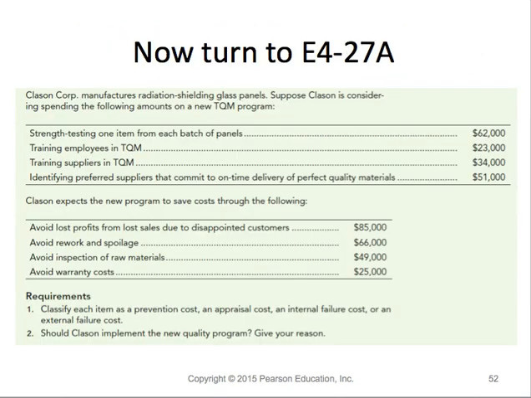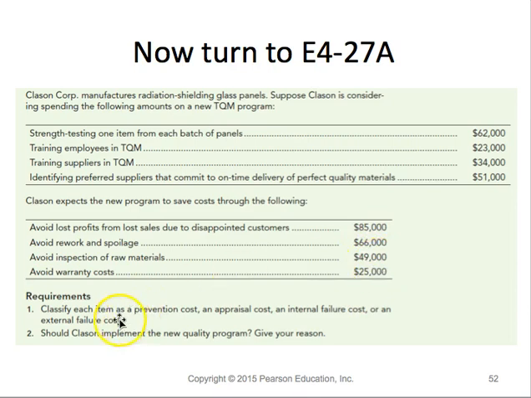Let's take a look here. So this one has different costs. For example, training, and this is preventive, and they have testing. They identify preferred suppliers to commit to on-time delivery and so on. So they have spent money on these, and so they are going to avoid costs on the other things, such as profit lost from lost sales due to disappointed customers. And these are different other costs.